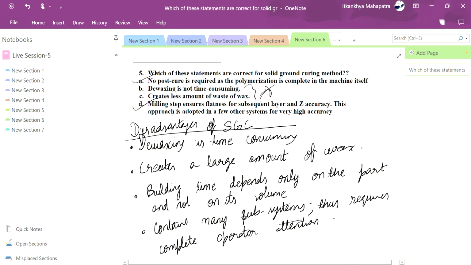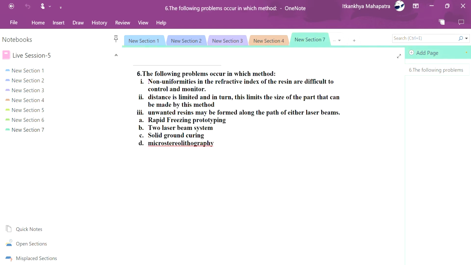Okay. Moving on to the next question. This question will be covering a lot of methods altogether, which we will be discussing. The following problems occur in which method? Non-uniformities with the refractive index of the resin are difficult to control and monitor. Distance is limited, and in turn this limits the size of the part that can be made by this method. Unwanted resins may be formed along the path of either laser beams. So these problems occur in which method? Rapid freeze prototyping, two laser beam system, solid ground curing, microstereolithography.